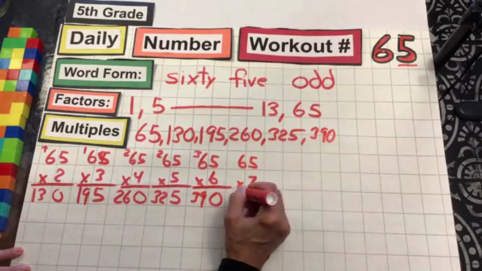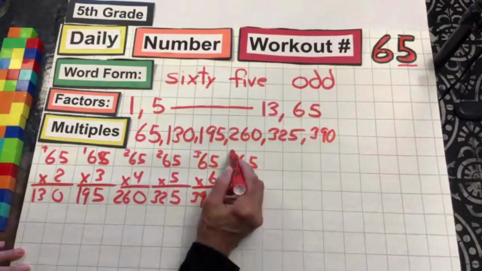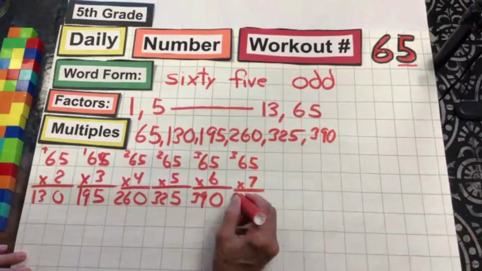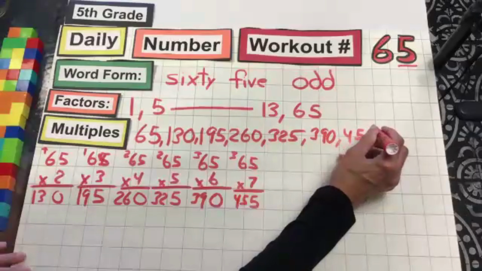65 times 7. 7 times 5 is 35. Drop the 5, carry the 3. 7 times 6 is 42, plus 3 is 45. So that's 455.